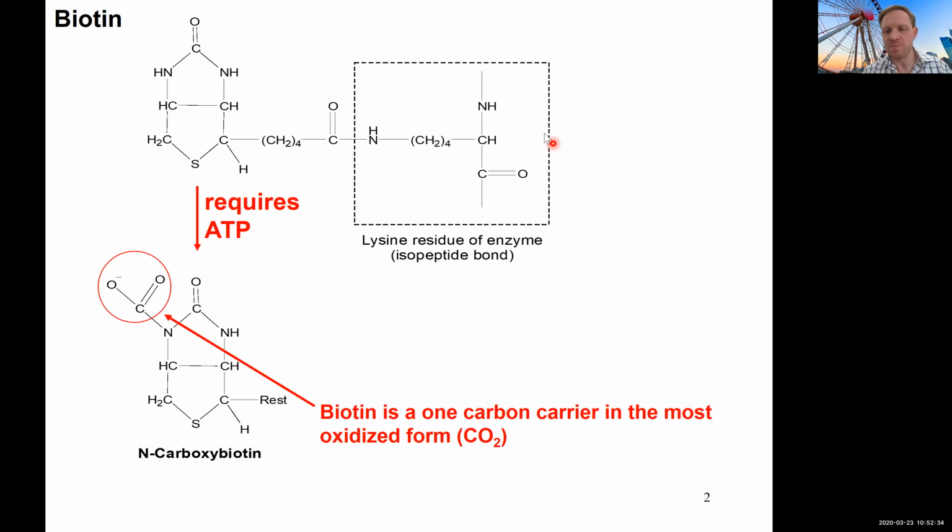And what its basic function is, and that's really what I want you to remember, is it's a one-carbon carrier. And in most cases, it will carry carbon dioxide functional groups. To do so, it requires ATP. So right here at this nitrogen function in the ring, this can actually, with energy from hydrolysis of ATP, take on carbon dioxide and transfer this carbon dioxide functional group over to another molecule. This is really the base function of biotin that I want you to remember.